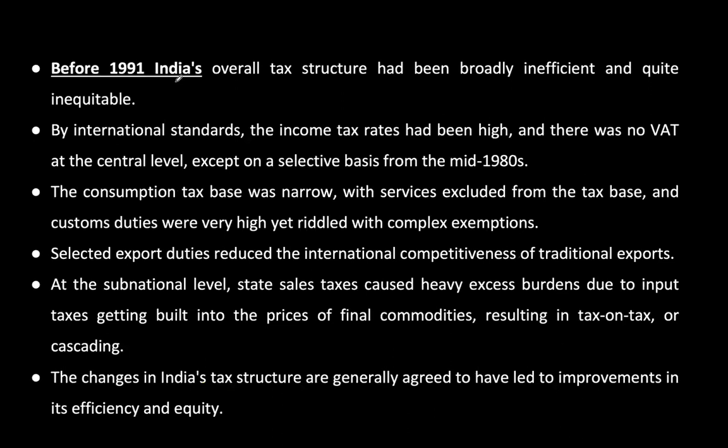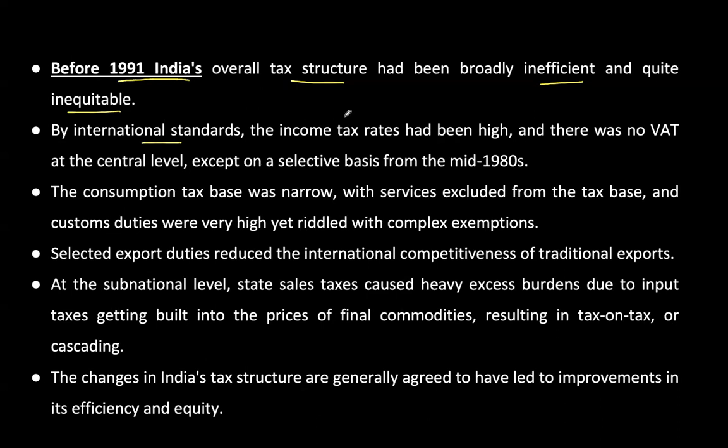So before 1991, the overall tax structure had been broadly inefficient and quite inequitable. We can say that in certain elements it was also informal. There was again corruption, bribery, and all of that involved. So before 1991, we say that it was inefficient and quite inequitable. So these are two keywords. International standards: because we talk about structural reforms, the decade of the 1990s, we had to follow the international standards.